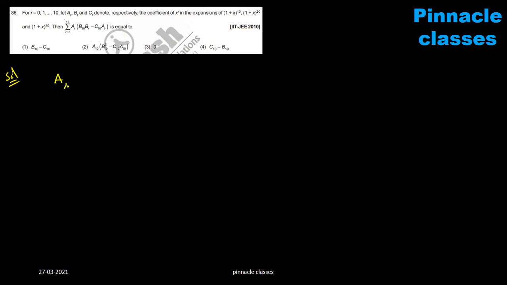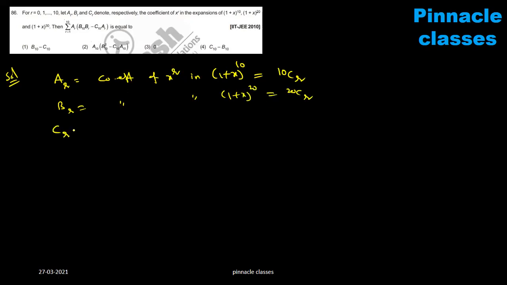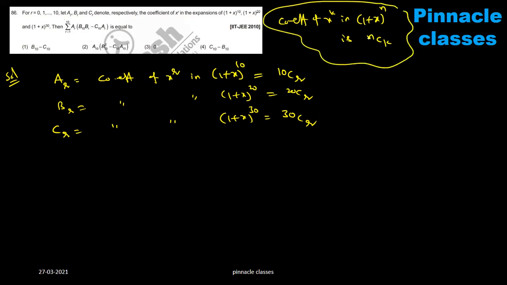Once again, write down what they are. That is the coefficient of x power r in (1 plus x)^10. What is the meaning, anyone? That is the 10Cr formula. Br, same thing. (1 plus x)^20 means 20Cr. Cr is how much? Coefficient of x power r in (1 plus x)^30, the 30Cr formula. If you want, I will write: the coefficient of x power k in the expansion of (1 plus x)^n is nCk. I think all of you know this one.